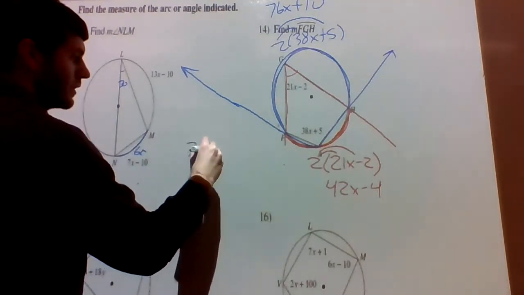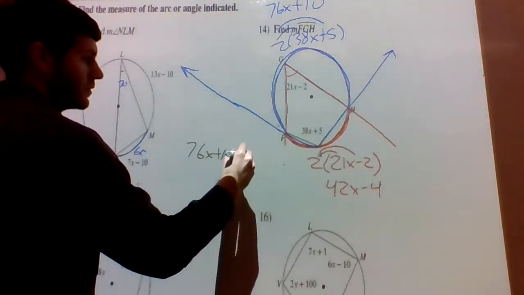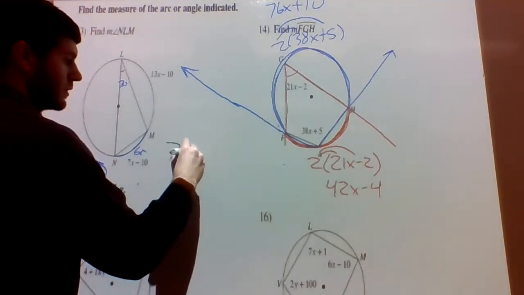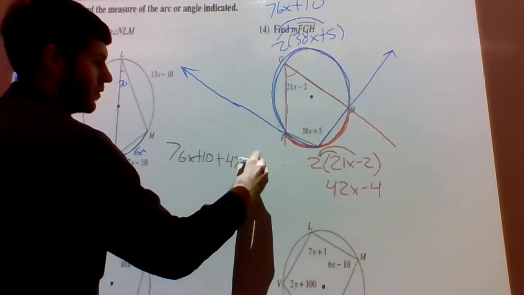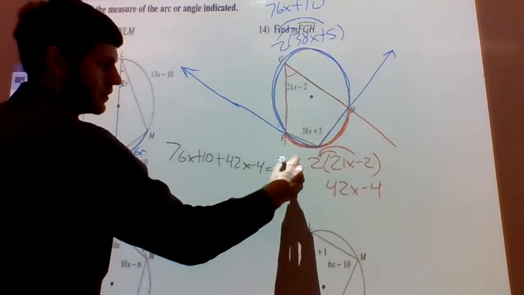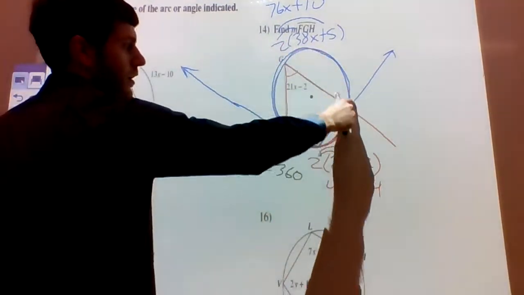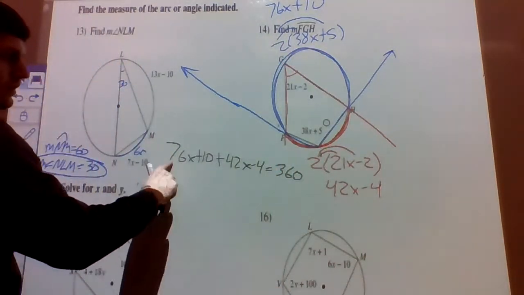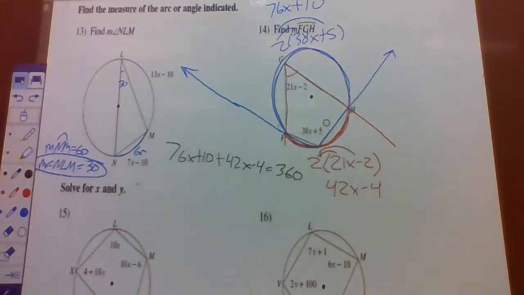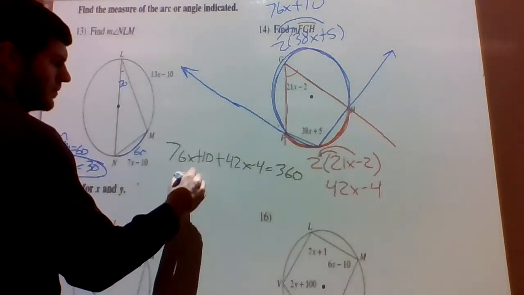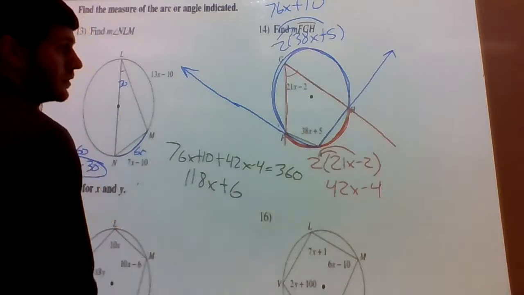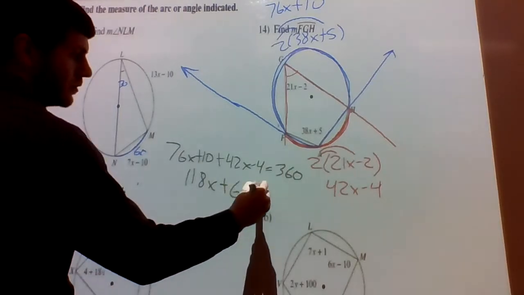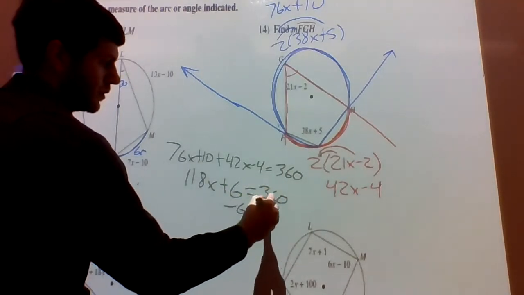Okay, 76x plus 10 plus 42x minus 4 is going to equal 360. These two arcs added together equal 360. So that's 76 plus 42, that's 118x. 10 minus 4 is plus 6, equals 360. We can subtract 6 from both sides.